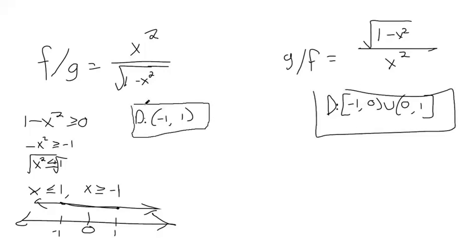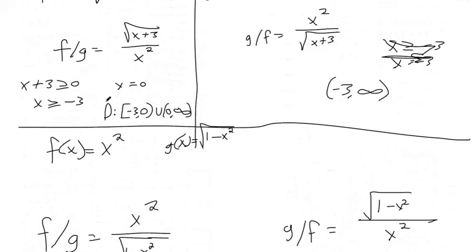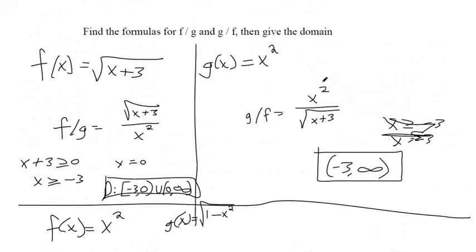Okay. So definitely tough stuff. Just focus on that idea though. For the domain, you want to avoid square rooting a negative. You want to avoid dividing by 0.